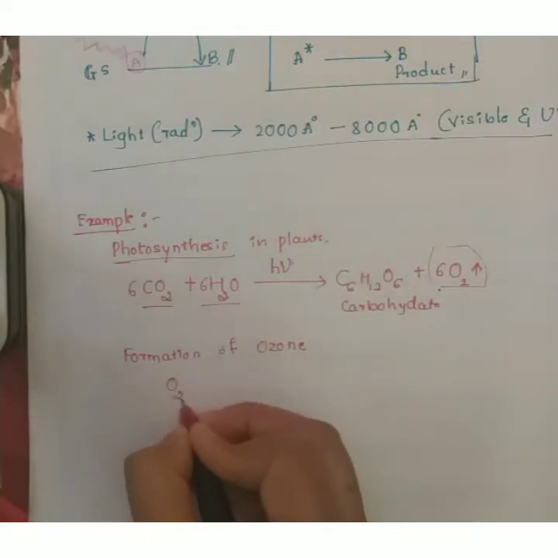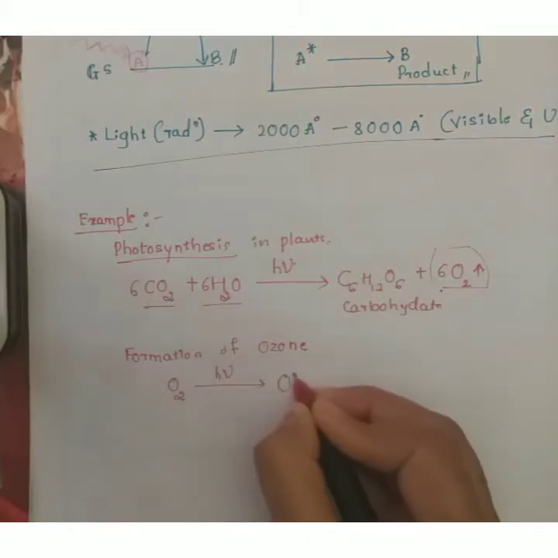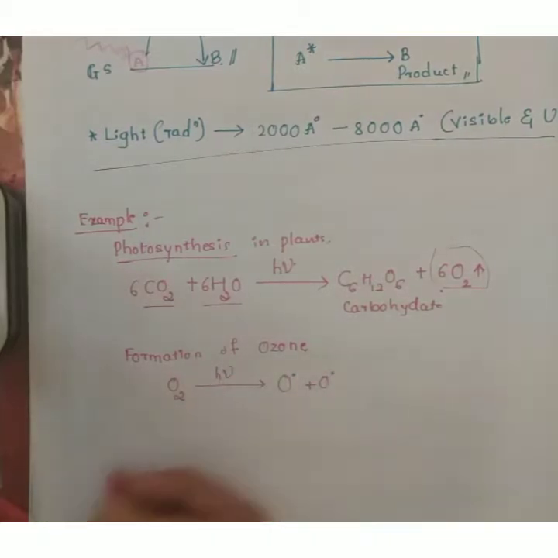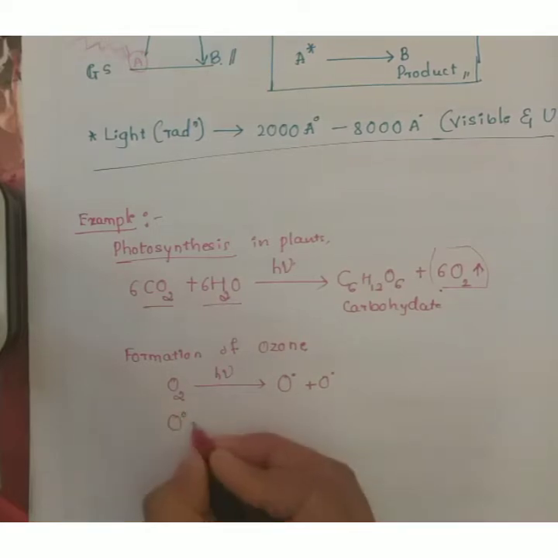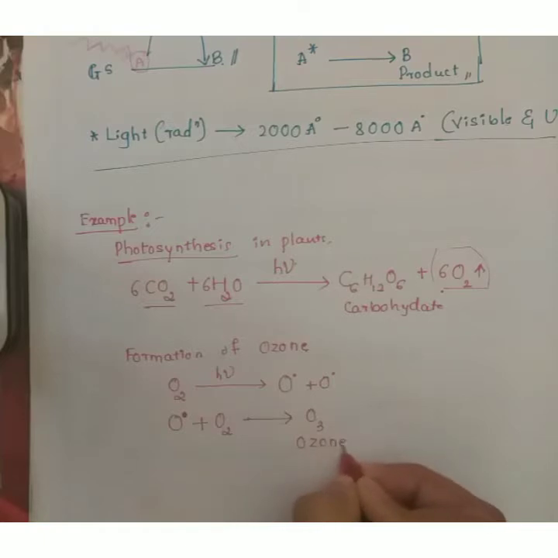That is, oxygen molecules in the presence of light form oxygen atoms. One of these oxygen atoms, an excited oxygen atom, reacts with another oxygen molecule to form O3, which is nothing but ozone. In this way, the ozone layer is formed in the atmosphere.